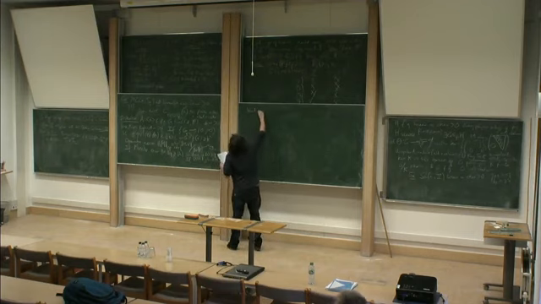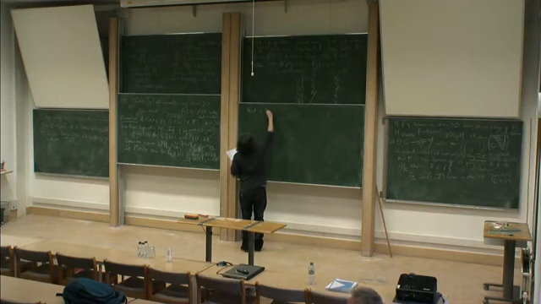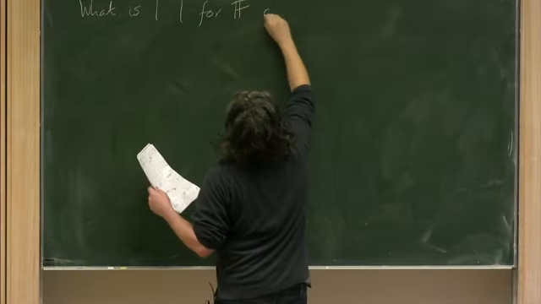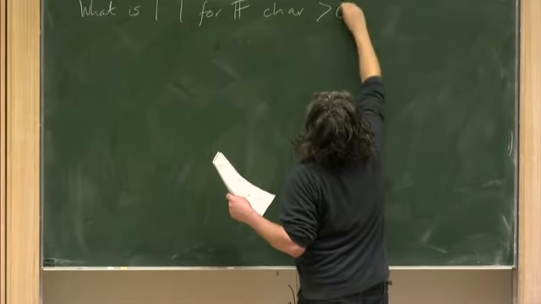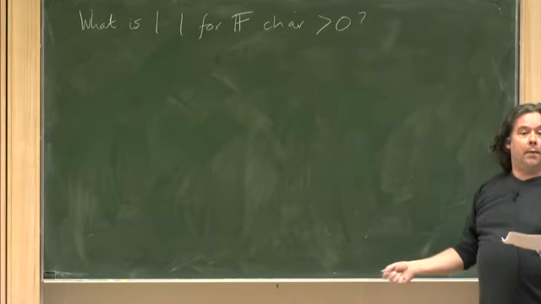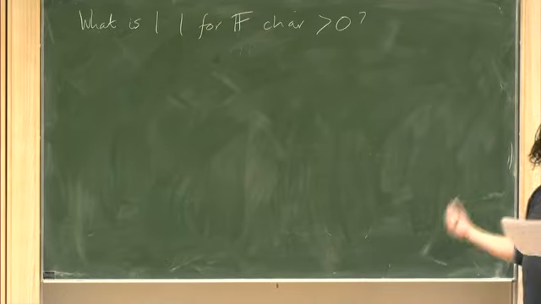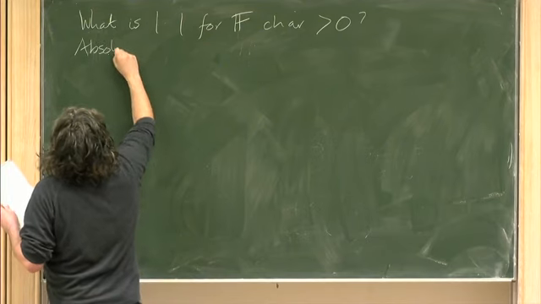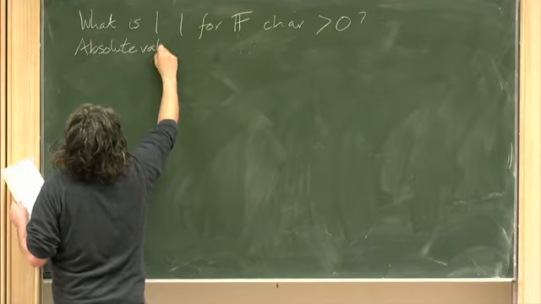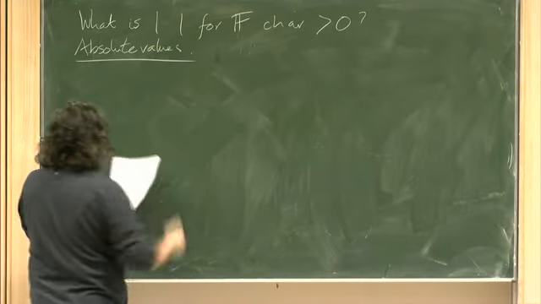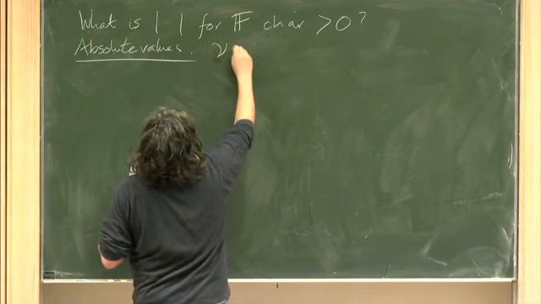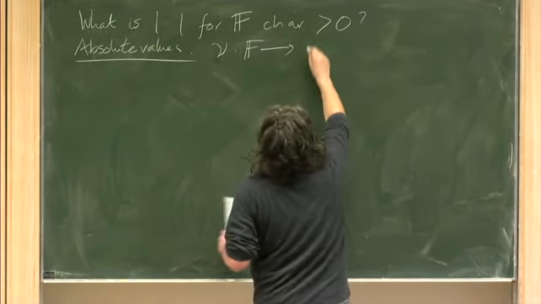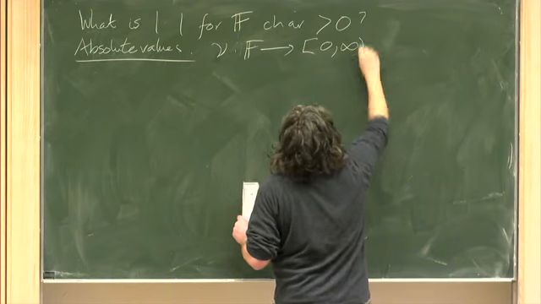What is modulus for a field of characteristic bigger than 0? Well, anyone who's done a bit of number theory might know about local fields, global fields, and so on, and we're really talking here about absolute values, or the closely related notion of valuations. So what you want is a function which I'll write nu, which is the abstract version of the modulus of a complex number.